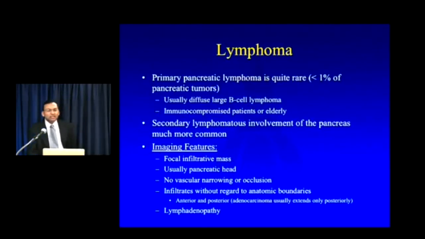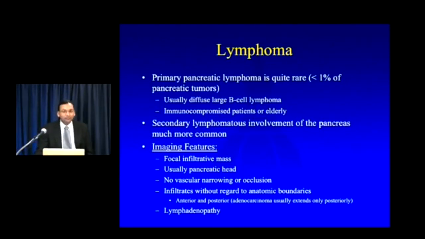Now, I'd say the second most common mimic that I see in my practice is going to be lymphoma. Now, it is worth noting that primary pancreatic lymphoma is actually really rare. It's less than 1% of all pancreatic tumors. Usually it's diffuse large B-cell lymphoma, and you're going to see it in immunocompromised patients or the extreme elderly. And honestly, it's so rare that I've seen very few cases of it. In fact, I think I've seen one case that was truly thought to be a primary pancreatic lymphoma.